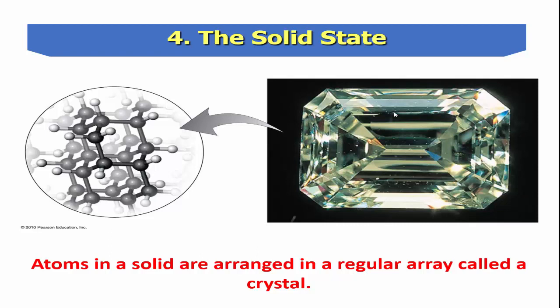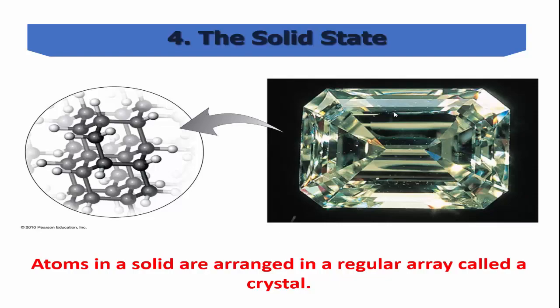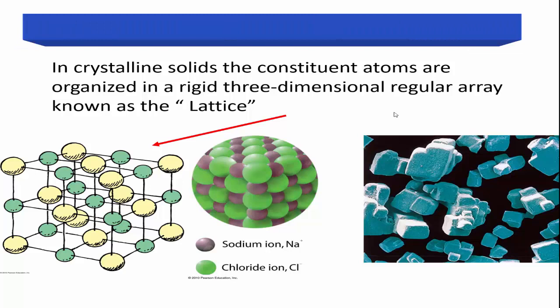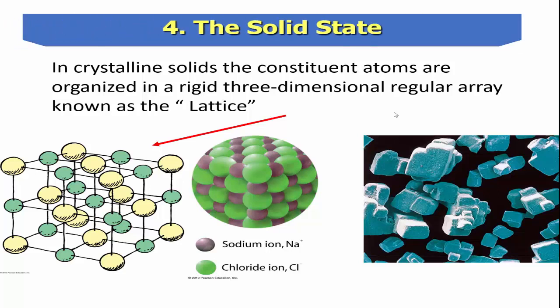So here is an example of a crystal. Generally atoms in a solid are arranged in a regular array that is called a crystal. In crystalline solids, the constituent atoms are organized in a rigid three-dimensional regular array known as the lattice. So here we have sodium ion, and in green we have chloride ion.